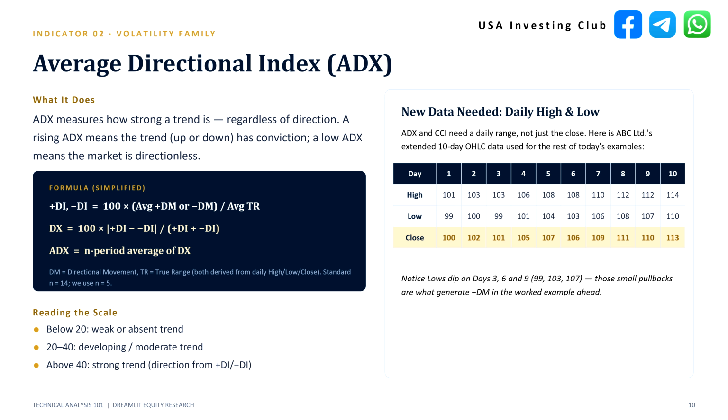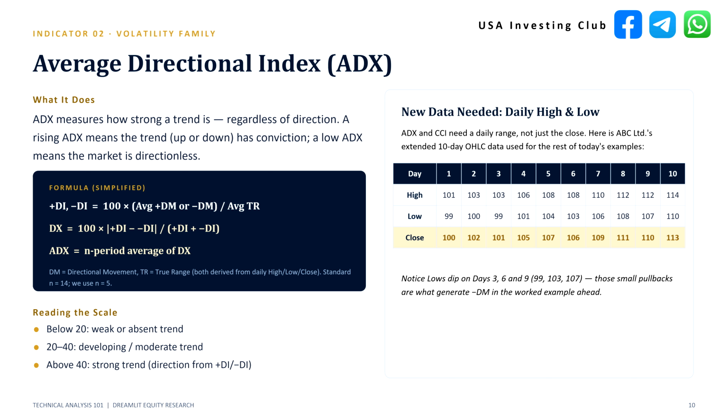Here's the formula in simplified form. Positive DI and negative DI equal 100 times the average positive or negative directional movement, divided by the average true range. DX equals 100 times the absolute difference between positive DI and negative DI, divided by their sum. And ADX itself is simply an n-period average of DX. Directional movement, or DM, and true range, or TR, are both derived from the daily high, low, and close. The standard look-back is 14 periods. For today's tractable hand calculation, we'll use 5.